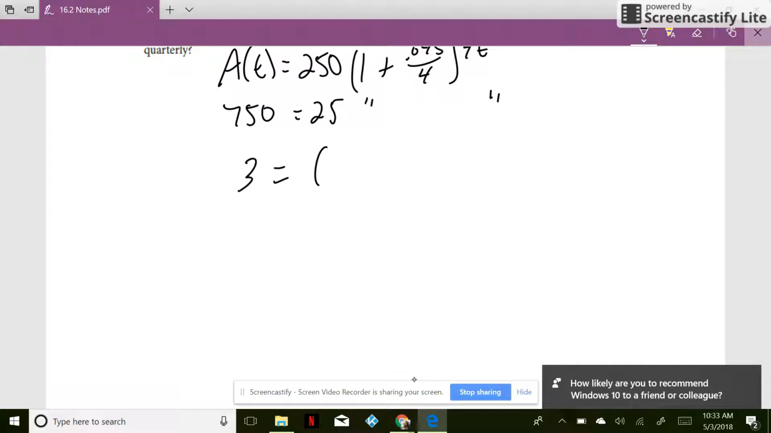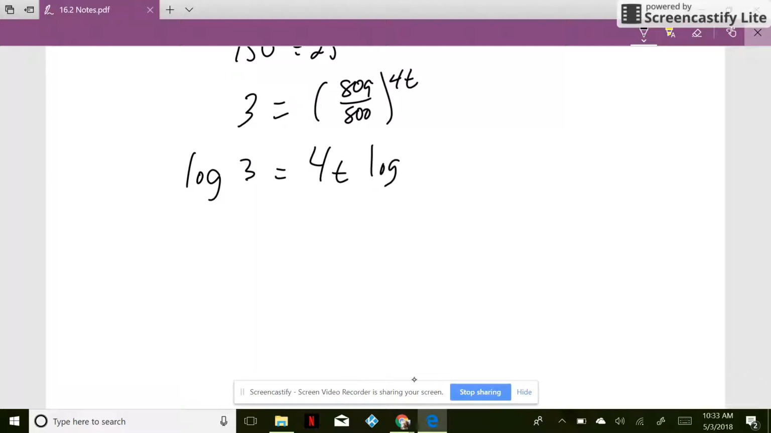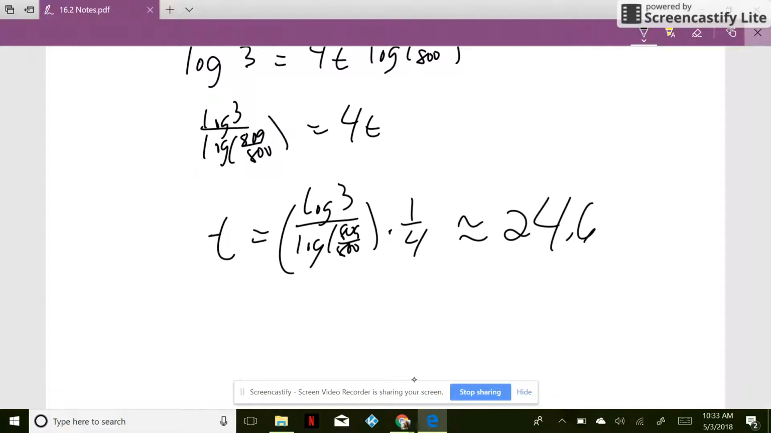The 1 plus 0.045 divided by 4 we already found as a fraction was 809 divided by 800. So take that to the 4t. Now we take the log of both sides. Since that 4t is in the exponent, we can bring it right outside. And then divide. So that's equal to 4t. So then we'll need to divide by 4 or take that log division and multiply by 1/4. So you get about 24.6 years.